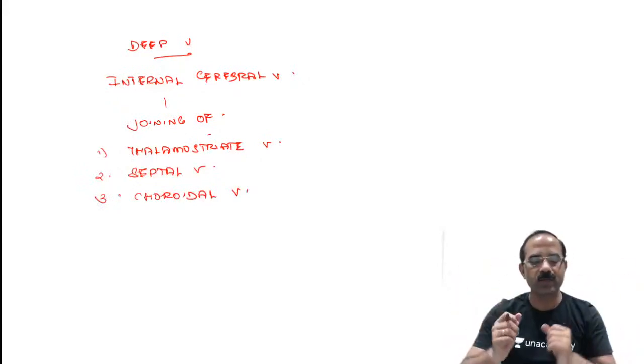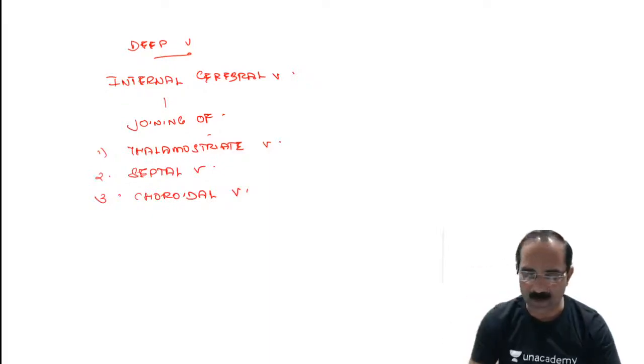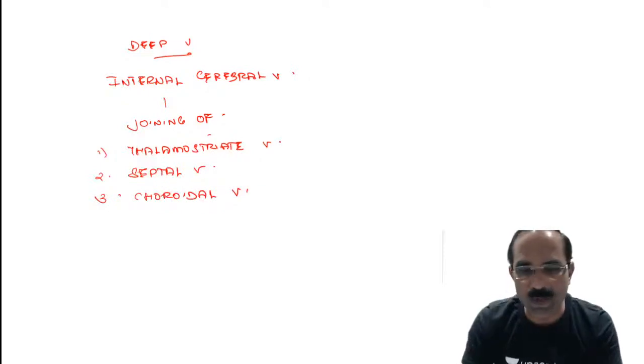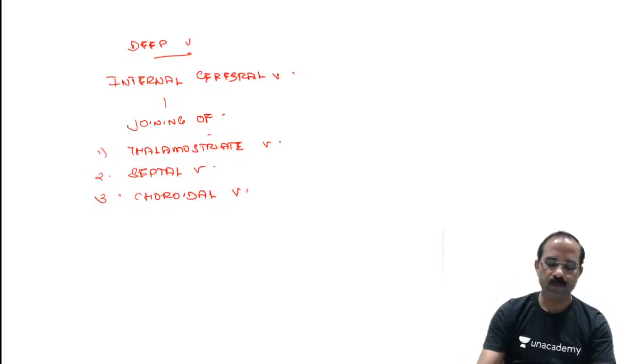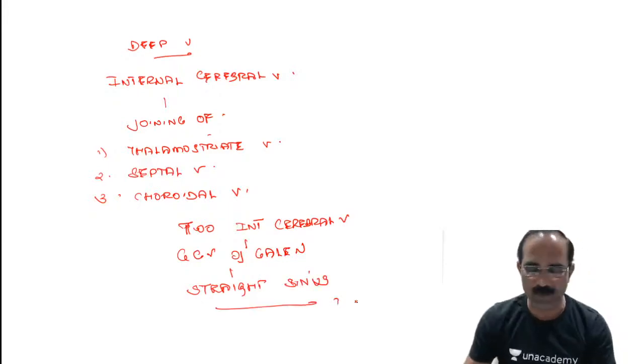The second vein drains the septum pellucidum, and this vein is what we call the septal vein. And the third vein drains the choroid plexus, so this becomes the choroidal vein. Together they join to form the internal cerebral veins. Two internal cerebral veins join to form the great cerebral vein of Galen, and the great cerebral vein of Galen drains into the straight sinus.